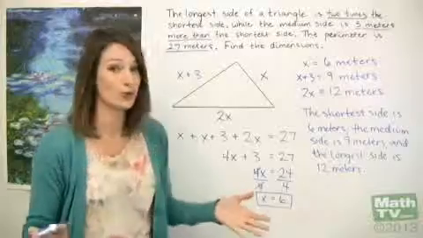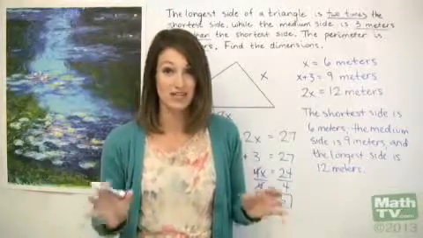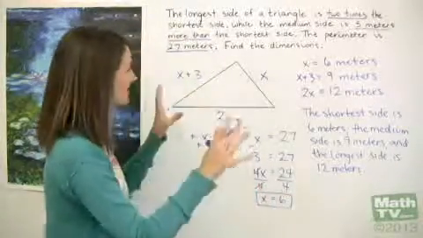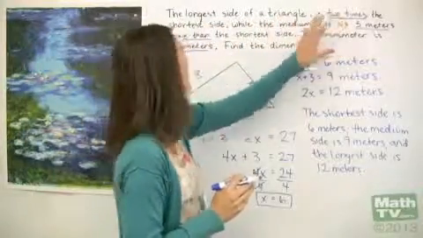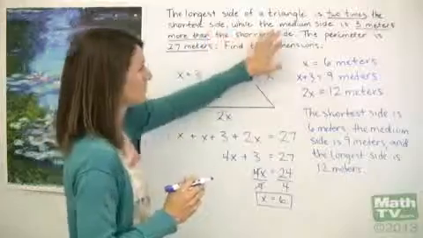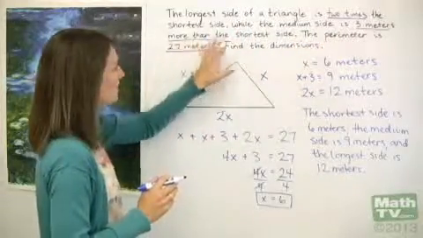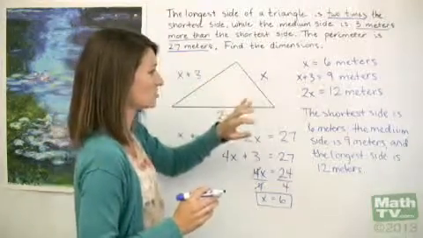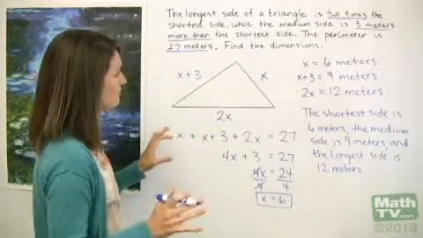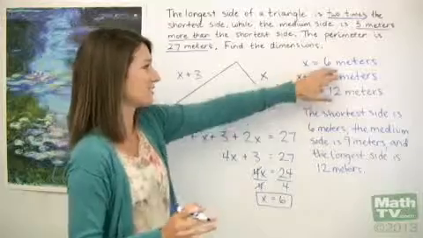The last step of the blueprint is to reread the problem and then check our answer to make sure things check out. So we have the longest side of a triangle is 2 times the shortest side, while the medium side is 3 meters more than the shortest side. The perimeter is 27 meters. Find the dimensions. So we found that the shortest side is 6 meters.